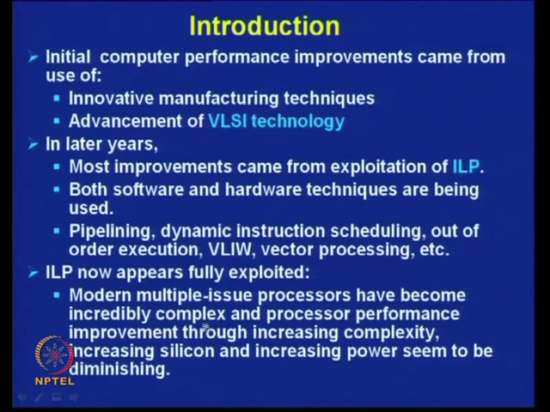We have seen that superscalar processors, where multiple instructions are issued, require a large silicon real estate and are very complex. Processor performance improvement through increasing complexity, increasing silicon and increasing power seems to be diminishing. That means we have reached more or less a point of diminishing return. Even after providing a lot of hardware or using more sophisticated software, the performance gain now achieved by exploiting instruction level parallelism is very small. So what is the way out? We have to look for something else.